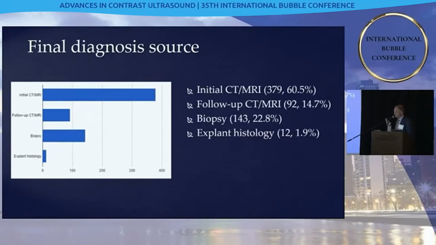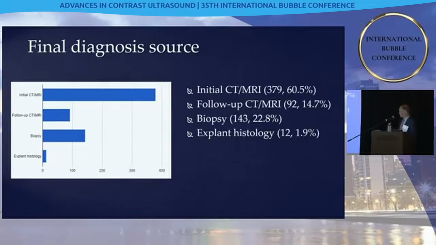Final diagnosis was achieved in the majority of patients on initial CT and MR. LIRADS 5 lesions, so 1 or 2 on the initial CT and MR, were characterized appropriately. And then you see 14% of patients, we went into follow-up CT and MR, and when the lesions turned into LIRADS 5, or they were downgraded to 1 and 2, we could achieve final diagnosis on them. Probably 23% of our patients got biopsy.